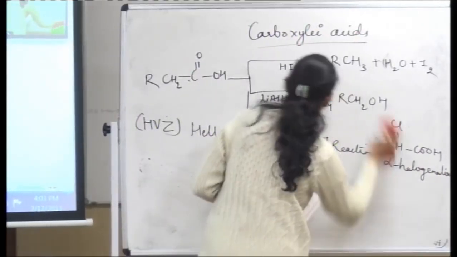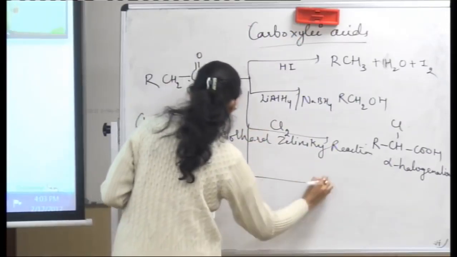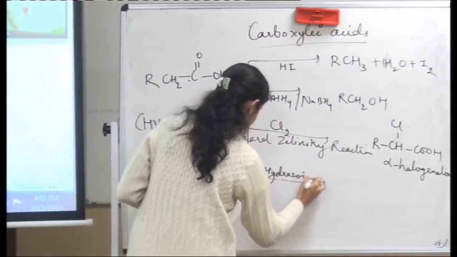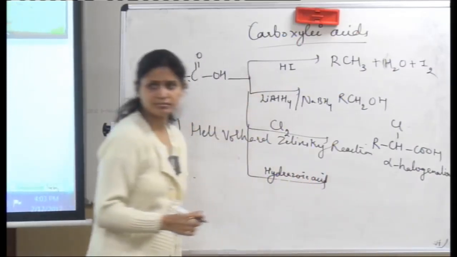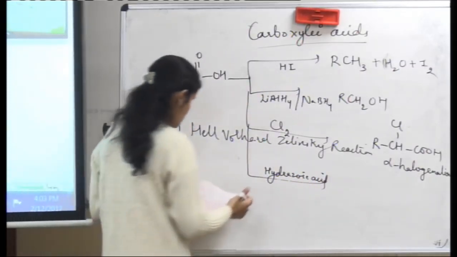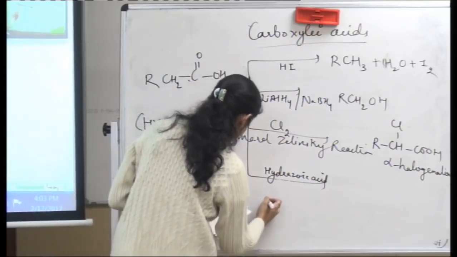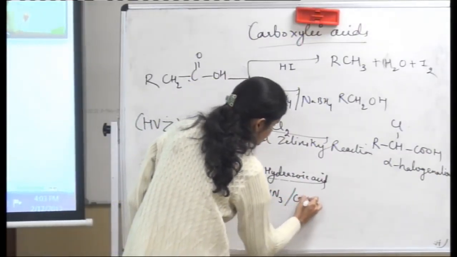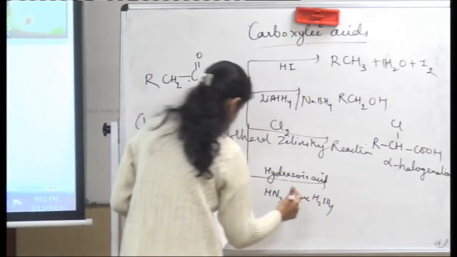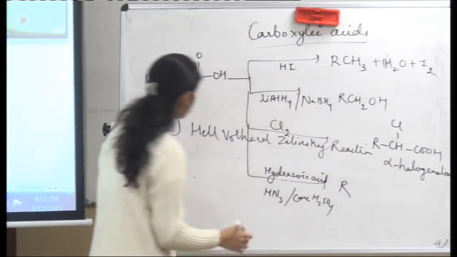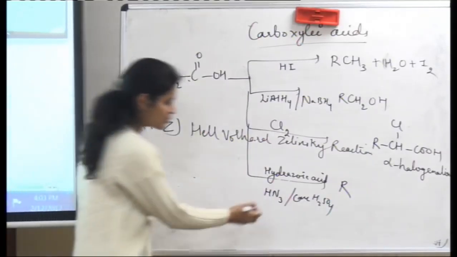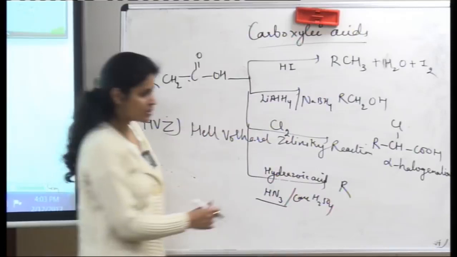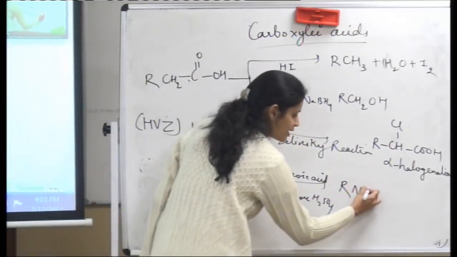Then there is one more reaction with the hydrazoic acid. You know about hydrazine, NH2NH2. So what is hydrazoic acid? It is HN3, or I can use concentrated H2SO4. I'm incorporating this group basically, hydrazoic acid. So it would be RNH2.